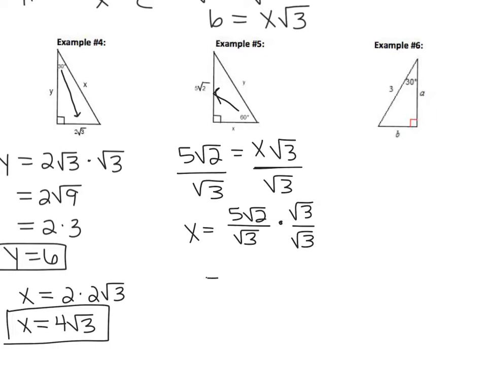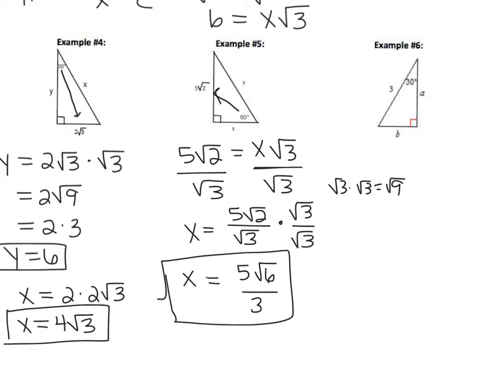So we end up with 5, and then the square root of 2 times the square root of 3 is the square root of 6. And in our denominator, the square root of 3 times the square root of 3 equals the square root of 9, and the square root of 9 is 3. So we end up with 5 square root 6 over 3, and 5 over 3 doesn't simplify, so that is going to be our final answer.